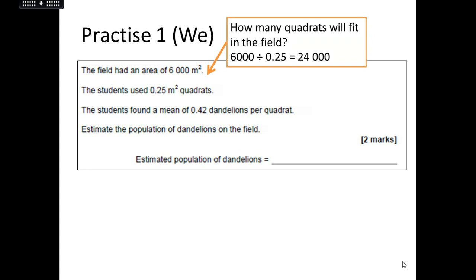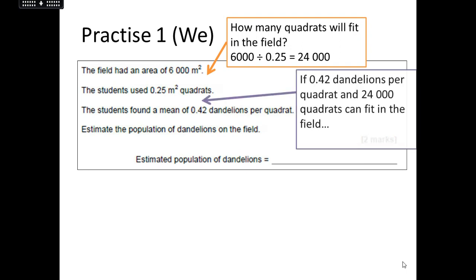Which is a lot of quadrats, so thankfully they didn't do all of them. It doesn't matter how many counts they did because they've already given you the mean, and they found 0.42, so what do we do with that? That means that if there's 0.42 dandelions per quadrat and 24,000 quadrats in the field, we multiply those two together and we get 10,080. And that's quite simply our answer, 2 marks.